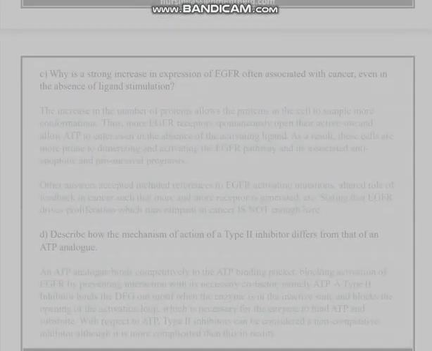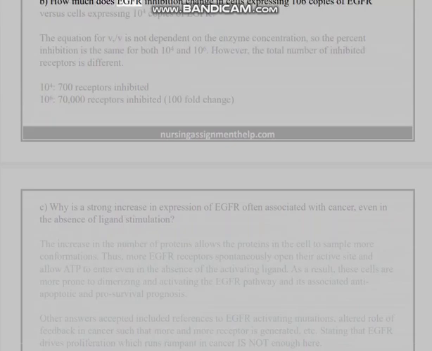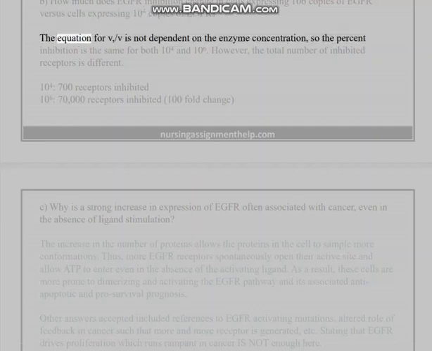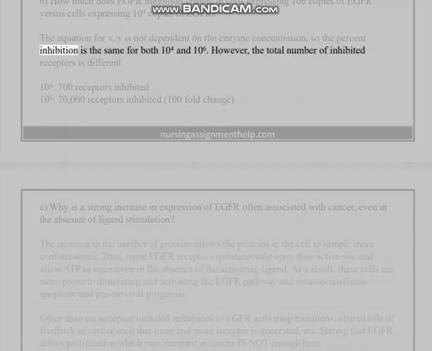B. How much does EGFR inhibition change in cells expressing 10^6 copies of EGFR versus cells expressing 10^4 copies of EGFR? The equation for V_i/V_0 is not dependent on the enzyme concentration, so the percent inhibition is the same for both 10^4 and 10^6. However, the total number of inhibited receptors is different. 10^4: 700 receptors inhibited. 10^6: 70,000 receptors inhibited, a 100-fold change.